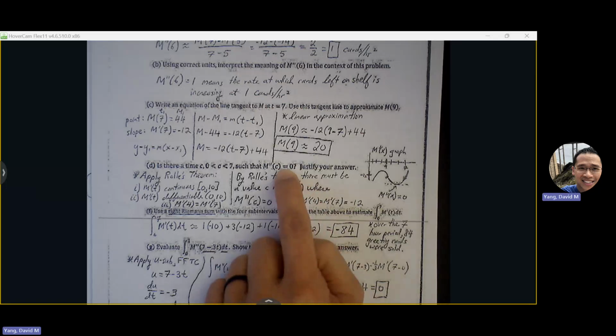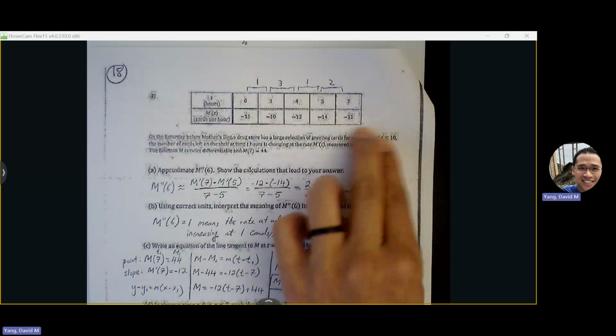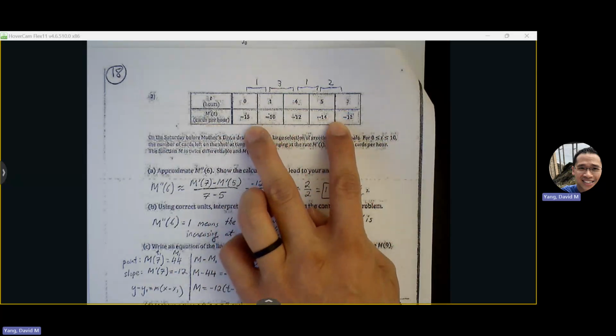So this is an application of Rolle's theorem here. If I want to find out where m double prime of c is equal to 0, it'd be nice if I have m double prime values here, but I don't. I have m prime values.